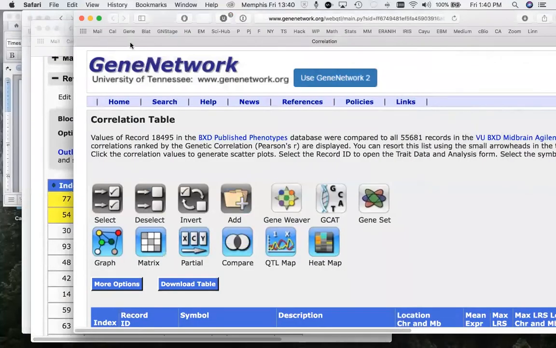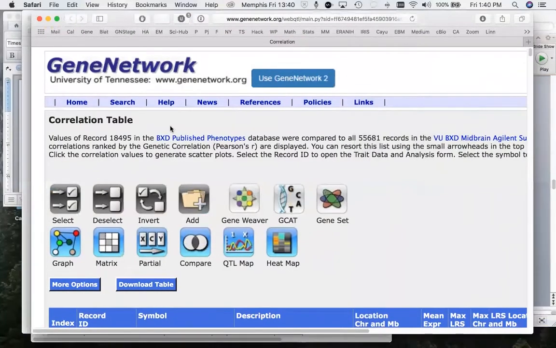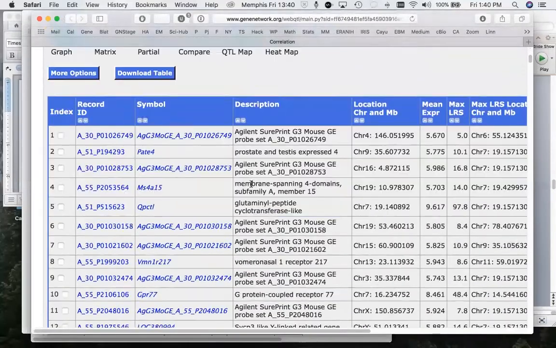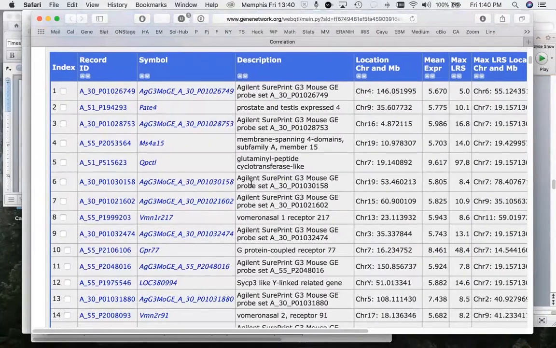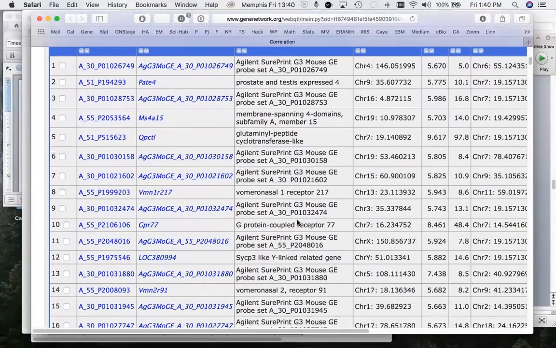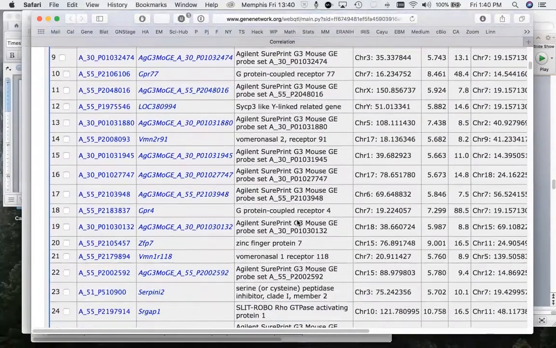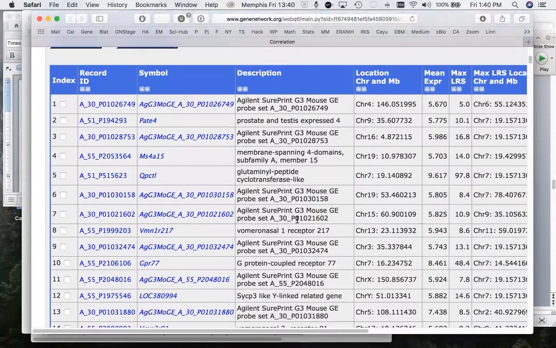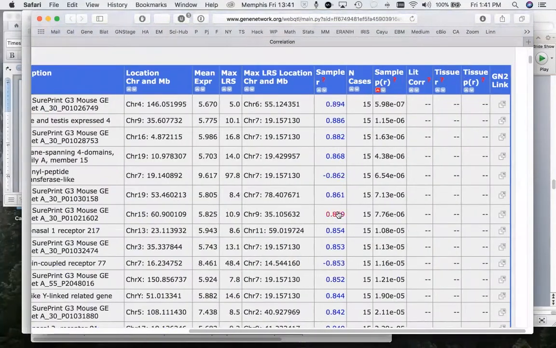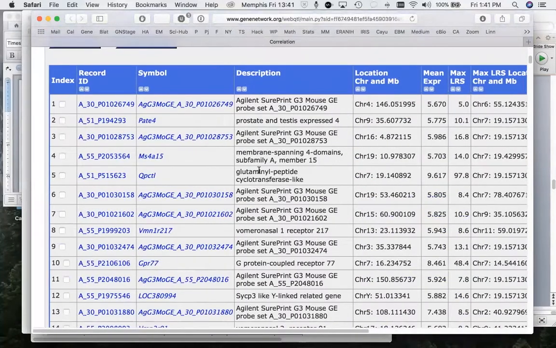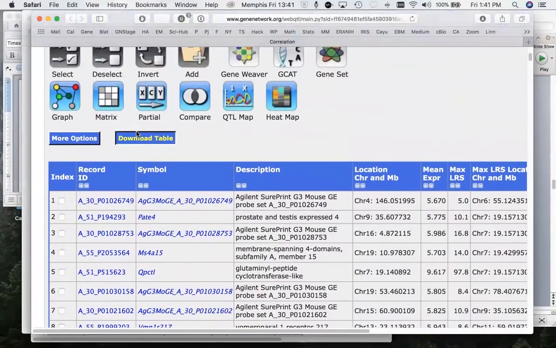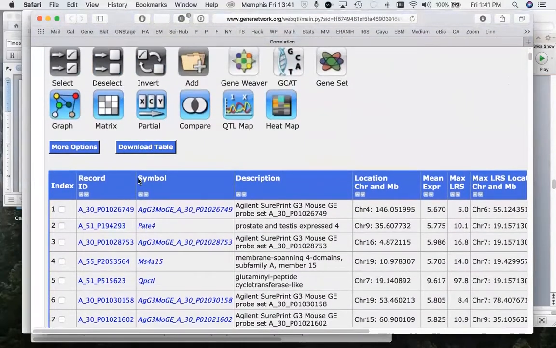So I computed the correlation between that vector of data and all transcripts in the midbrain from an Agilent microarray experiment. The correlations are right here. Some of them are positive, some of them are negative. And I can look at these. I could select them all. I have 1,000 covariates here.